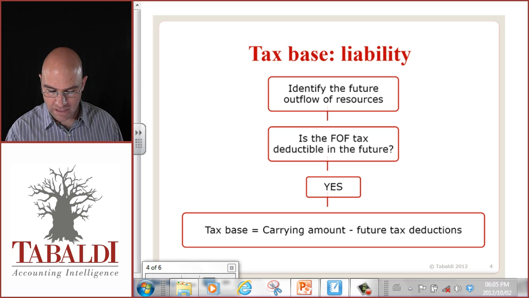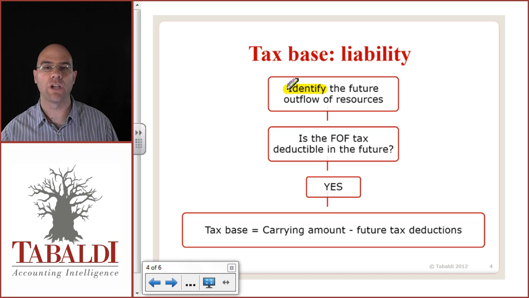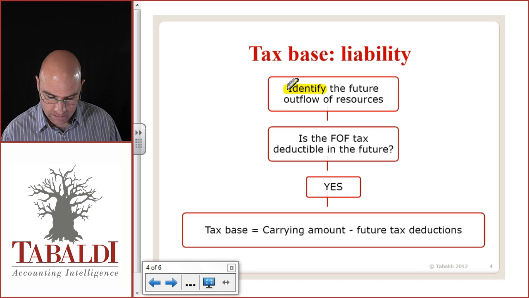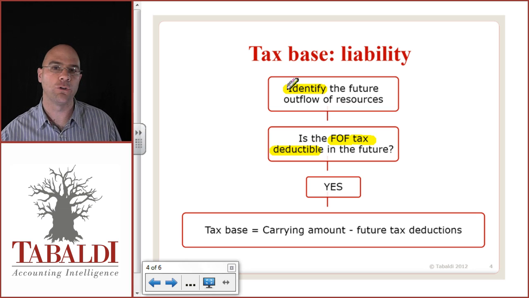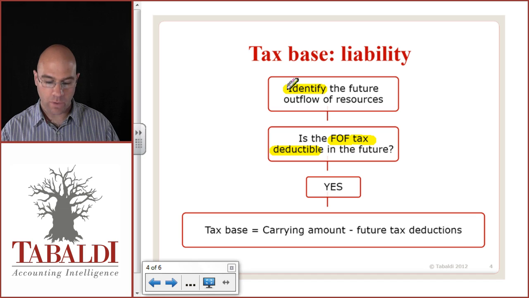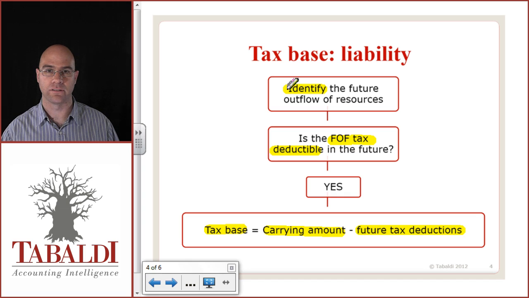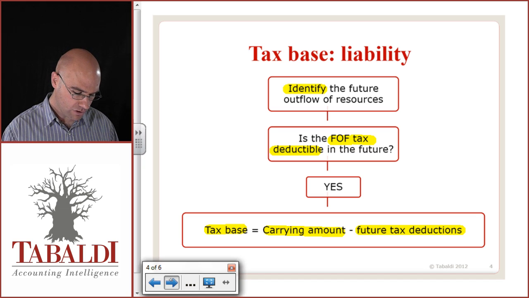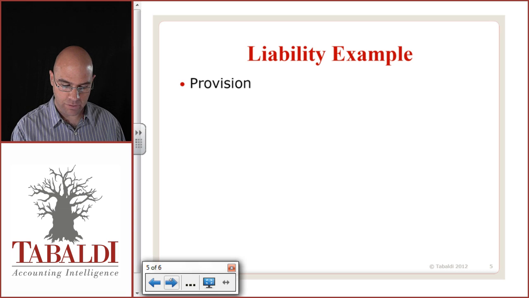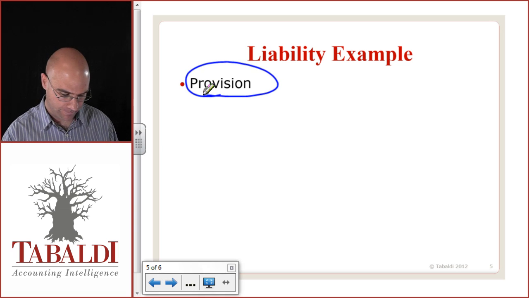The first thing is we need to identify what the future outflows of resources are. The next question is: is that future outflow tax deductible in the future when it occurs? If the answer is yes, then the tax base of that liability will equal the carrying amount minus any future tax deductions. If the answer is no, the carrying amount will equal the tax base. To illustrate, let's have a look at a provision. For instance, a provision for leave pay.